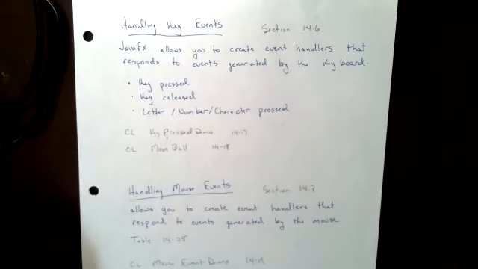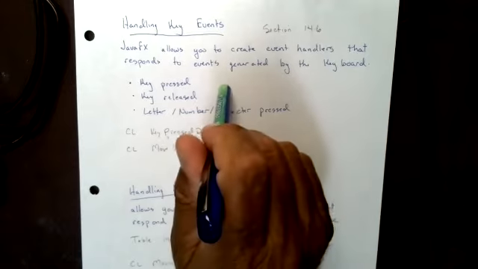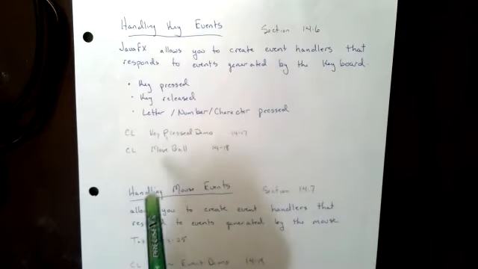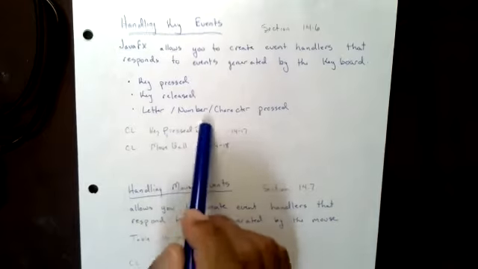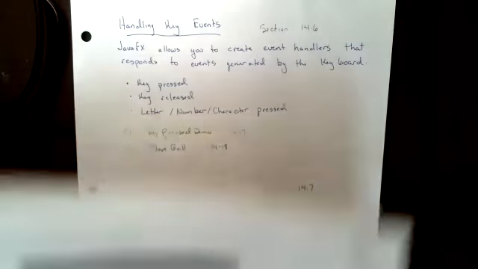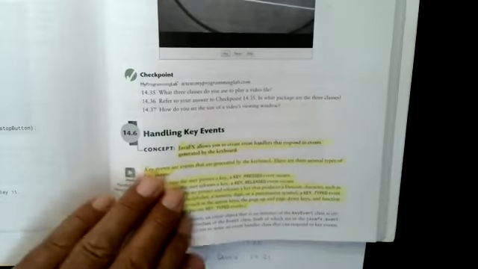And there's a couple of different event keys. I have them listed. When a key is pressed, could be an event. When a key is released, could be an event. When a letter, a number, or a character is pressed, it could be an actual event. And as always, I go back to our text and there we go. Bulleted items are always important. That's where he mentions the key pressed, the key released, and the different events that are going on.